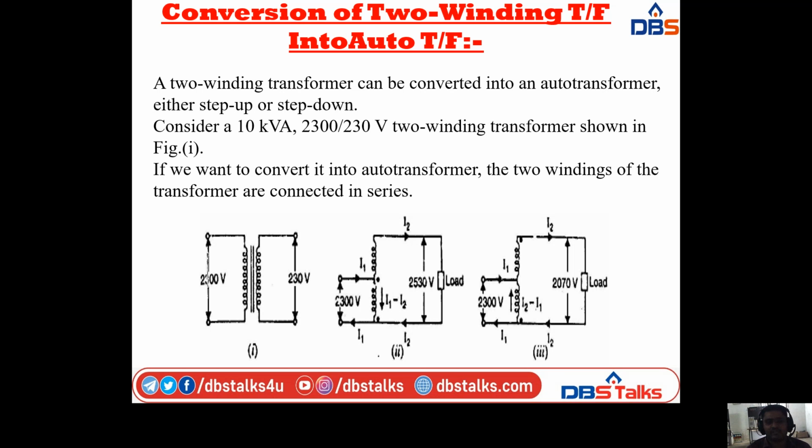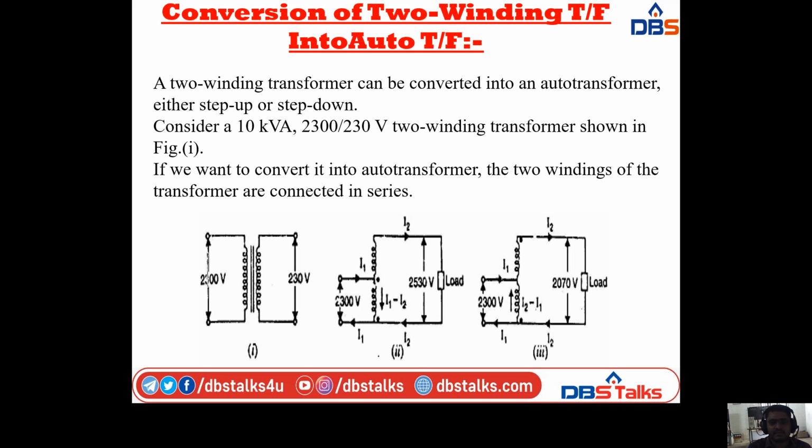If you want to convert this two-winding transformer into an auto transformer, the two windings of the transformer are connected in series. If you see the second diagram, this is the series connection of the two windings of the two-winding transformer. In this one we have the primary winding.